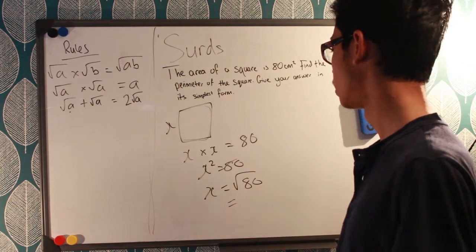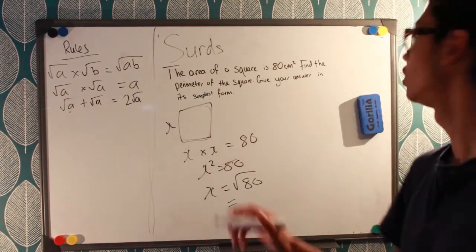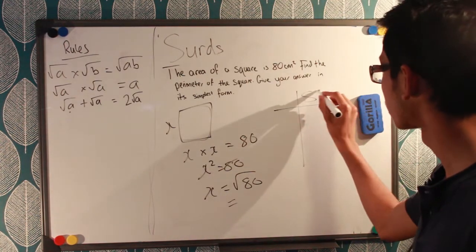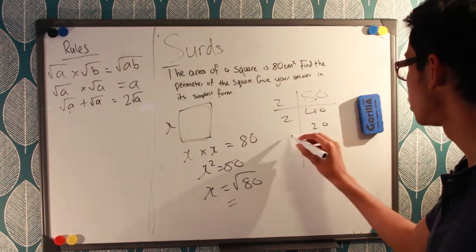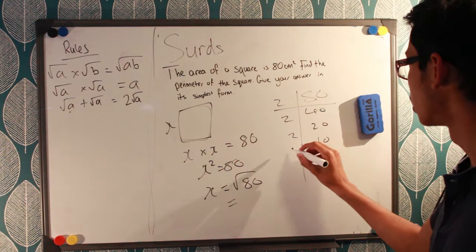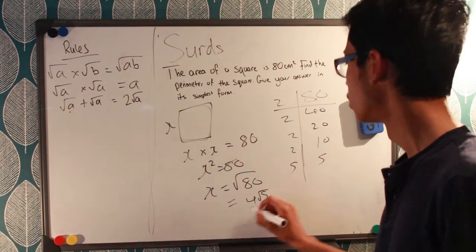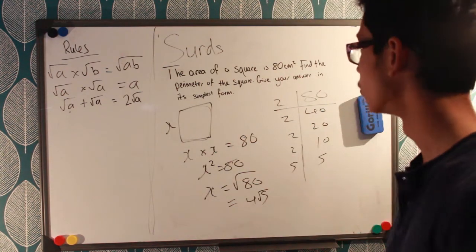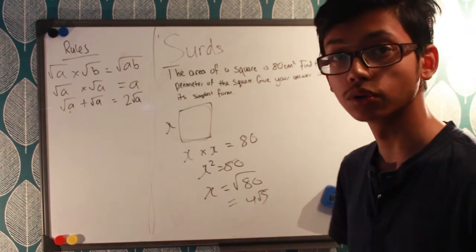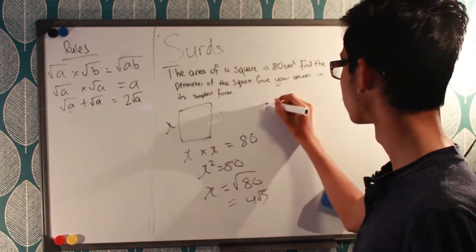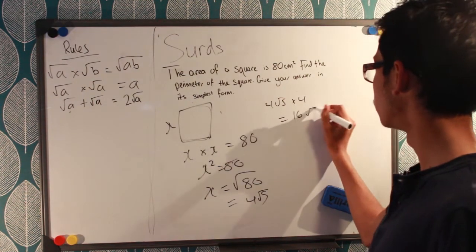So simplify root 80. If I do the prime factorization method, 40, 20, 10, 5, so that'll be 4 root 5. So one length is equal to 4 root 5. To find the perimeter, we have to do 4 root 5 times 4. So 4 root 5 times 4 is equal to 16 root 5.